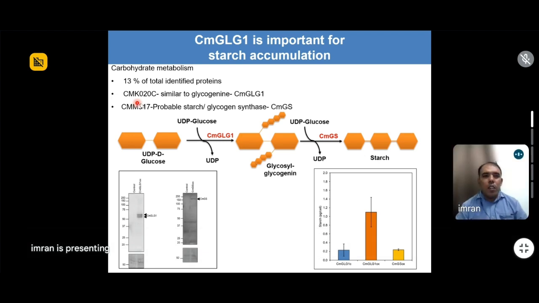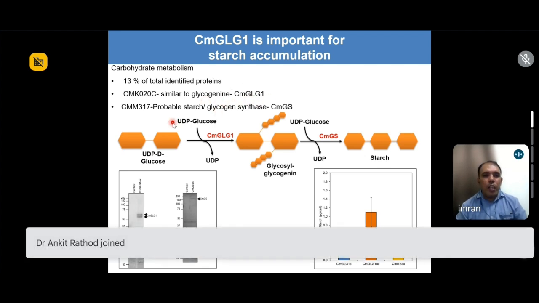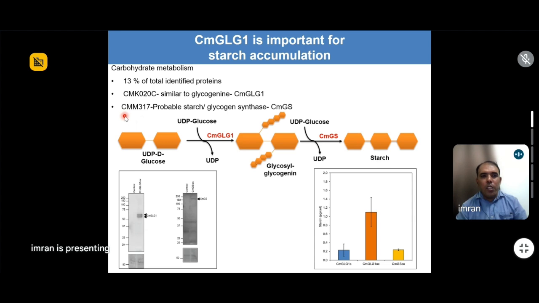Please continue. Yeah, so actually we are now focusing on two proteins. One is known as CMK020C, which is in the database denoted as similar to glycogenin, and we have given it the name CMGLG1. And the other protein is CMM317, which is denoted as a probable starch or glycogen synthase, and we denoted it as CMGS.